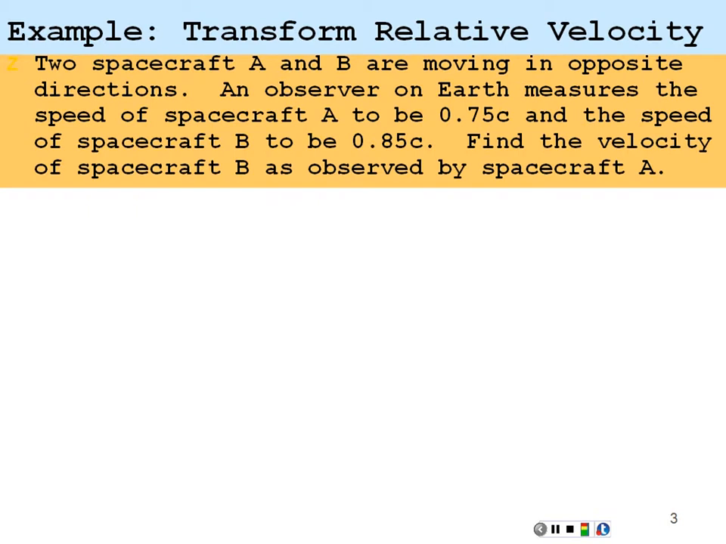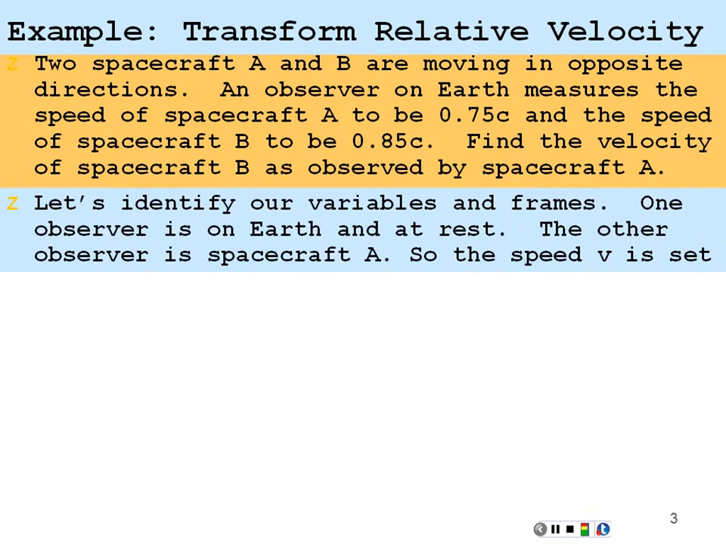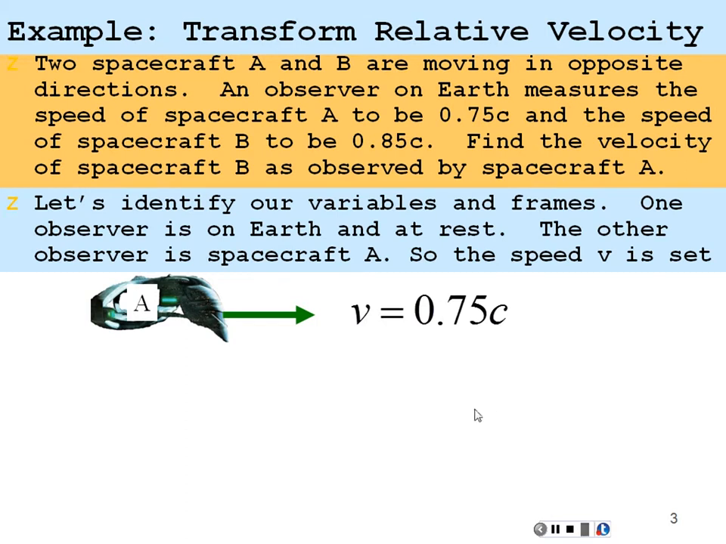So we're going to use these new transformation equations for velocity addition to solve this problem. First thing, let's identify our variables and our frames. One observer is on the Earth, at rest. The other one is in spacecraft A. So A is going to be our moving frame. The Earth is going to be our rest frame. The relative velocity between the two will be the velocity of spacecraft A, because that's the moving frame velocity. So our relative velocity v will indeed be the velocity of that moving frame A, 0.75 c.